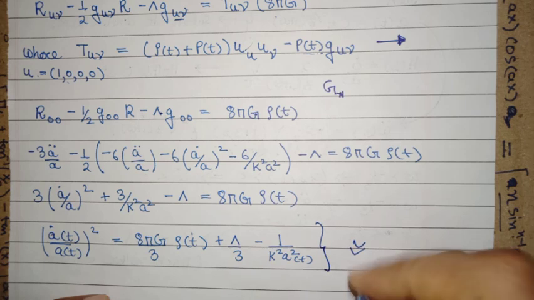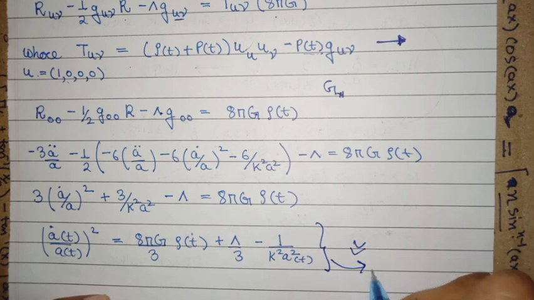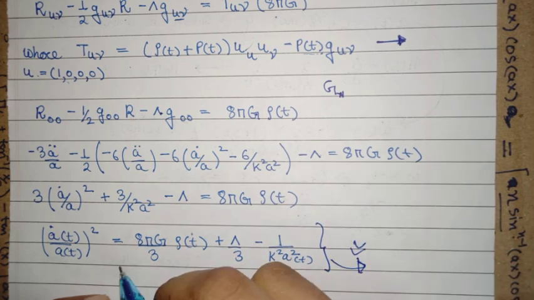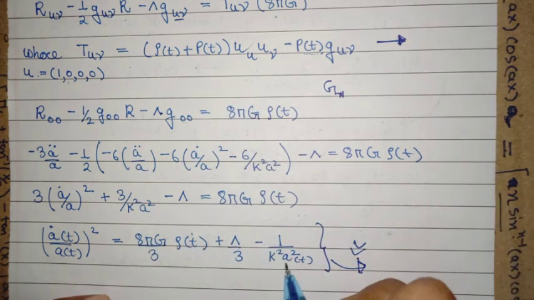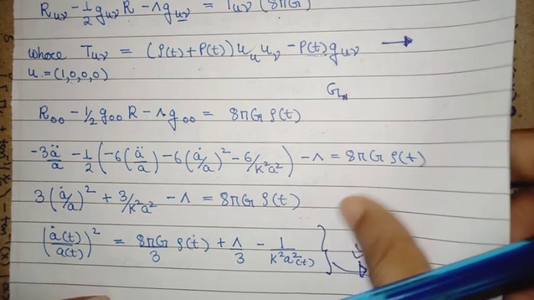This is the Friedmann equation. This is one of the Friedmann equations, which is the most important one. There is one more. There are two linearly independent Friedmann equations. So let's move on.